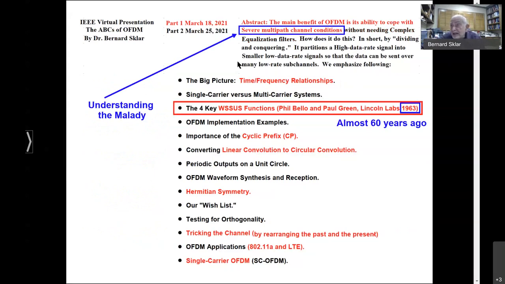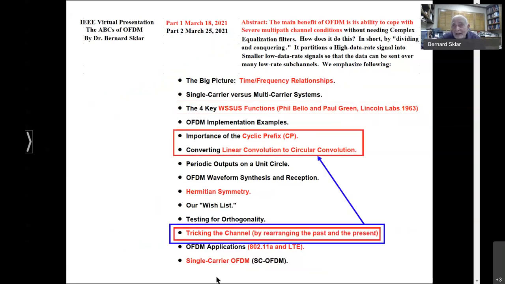In order to understand how OFDM can cope in this manner and take care of this severe malady, which is the multipath distortion, we have to understand the malady. So the malady was explained to us almost 60 years ago by two people, Phil Bello and Paul Green from Lincoln Labs, and there's no better way than to go back to what they originally taught us to make sure everybody understands what malady we're fighting.